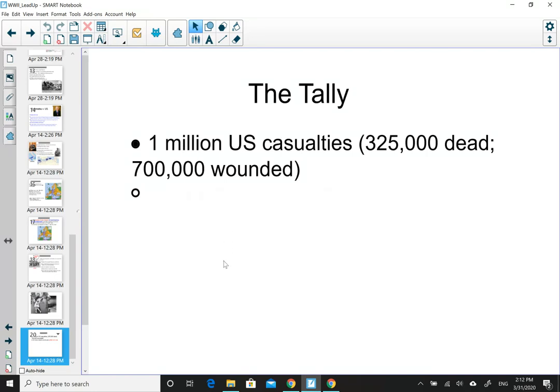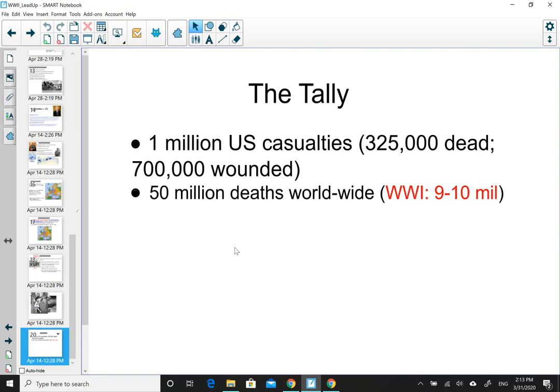Ultimately, this was a war that resulted in 1 million casualties for the U.S., 325,000 dead and 700,000 wounded. Worldwide, the death toll was 50 million, more than four times the number dead in World War I.